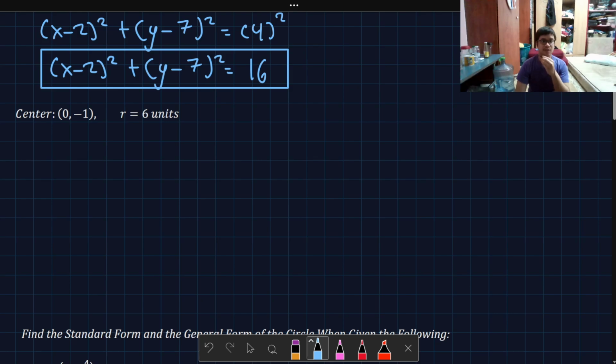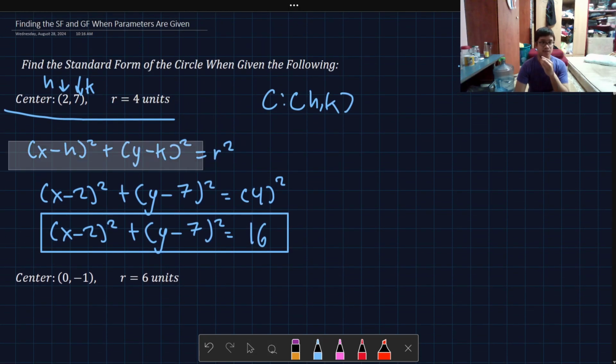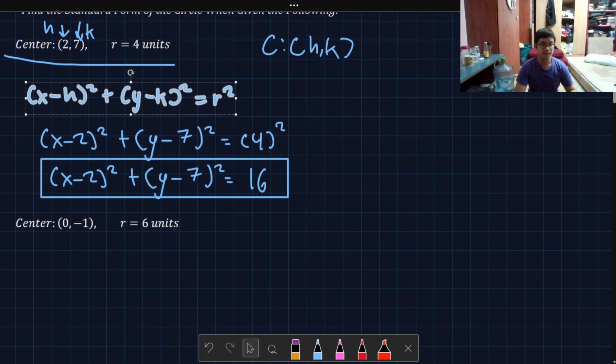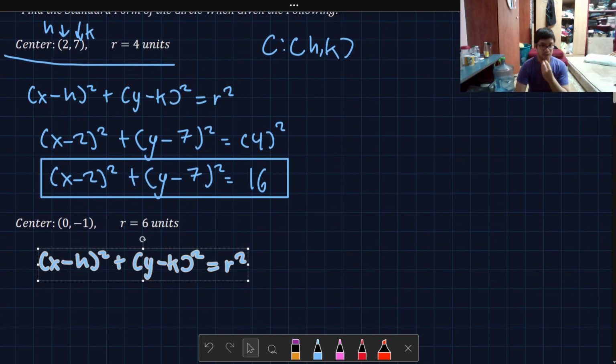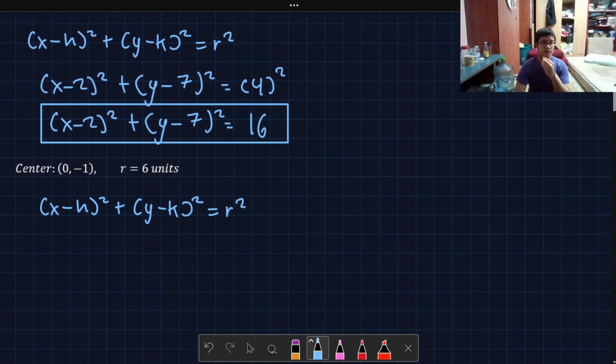Suppose the coordinates of the center is 0, -1, and we have a radius of 6 units. So what are we going to do? The same thing, just substitute it in the formula. Okay, so we have this one. Copy, then paste. Okay, here, remember that your h is on the left side of the coordinates of your center. Remember, okay? So that means your h is 0, your k is -1.